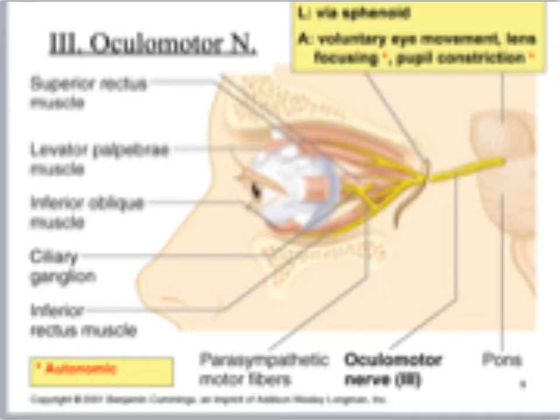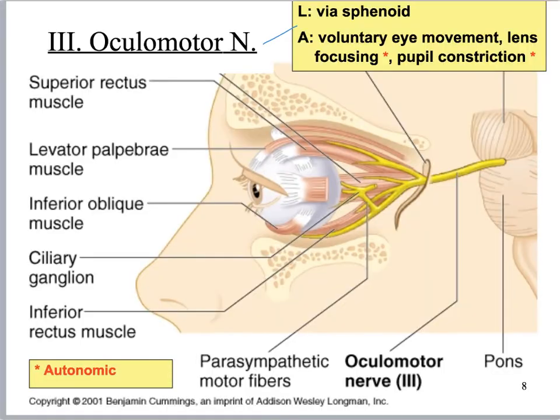All right, cranial nerve number 3 is the oculomotor. So you have your pathway up there, all right? So it's going through here, all right? And then it's going to go through the orbital fissure of the sphenoid and then go to most, but not all, of the muscles, the extrinsic eye muscles, okay? And it's going to move them.